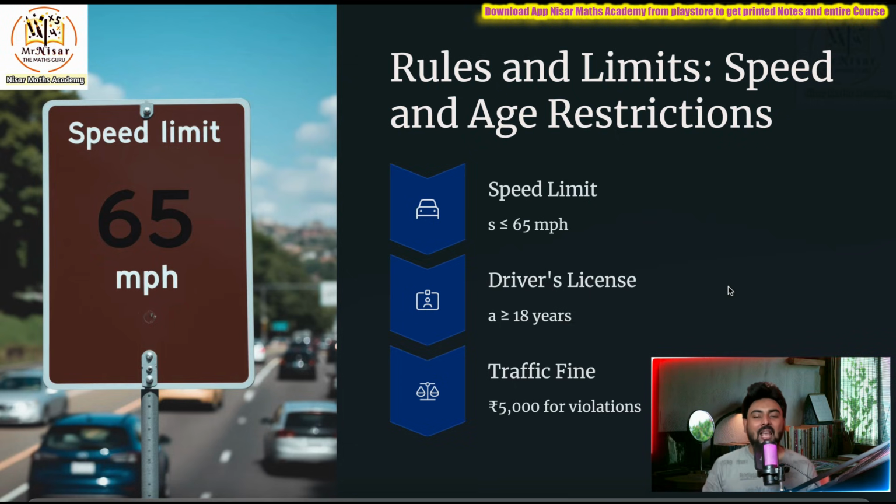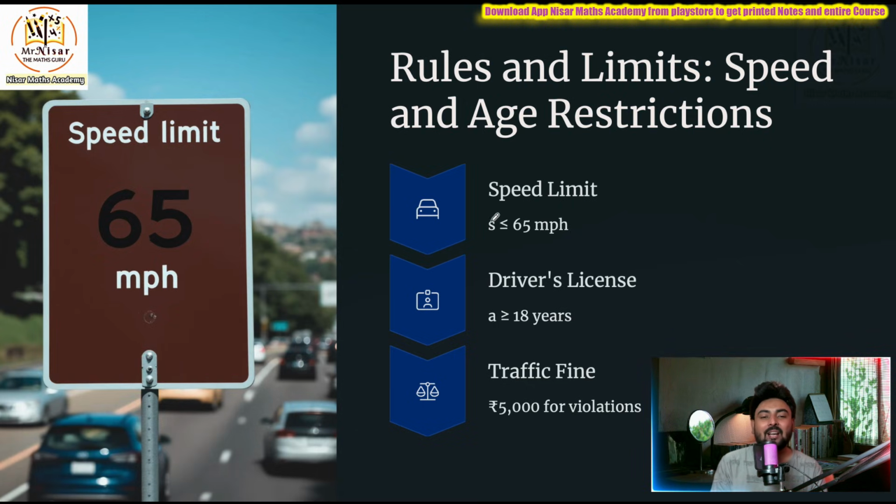Yeah, we have something very interesting for you, children. Read what is given to you on the board. Speed limit 65 mph, miles per hour. Now how do we write inequalities for it? What is the speed limit here? We will write this in terms of inequality. So can I say the speed should be either less than 65 or equal to 65 mph? Is that clear to you? So here we applied the inequality.